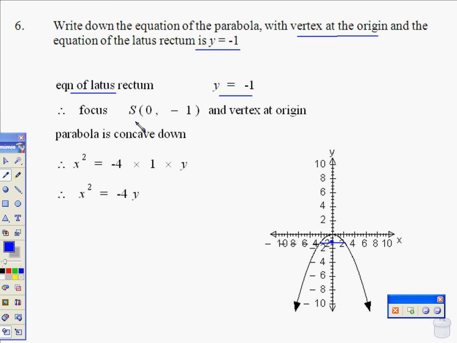So we can say that the focus has the coordinates (0, -1), which means our focal length must be 1 unit away from the vertex, because it's gone down 1 unit from the origin. So a must be equal to 1 in this case. Because it's concave down, it's going to be in the form minus 4ay. It's minus 4 times the 1 times y, which gives us x squared is equal to -4y.